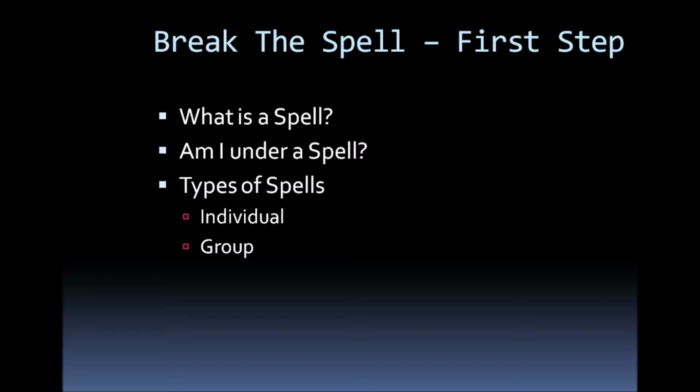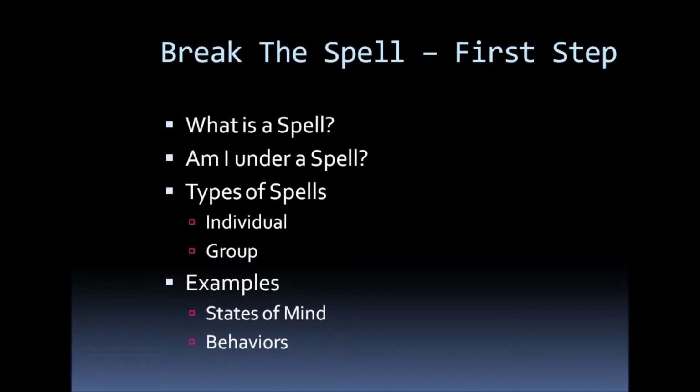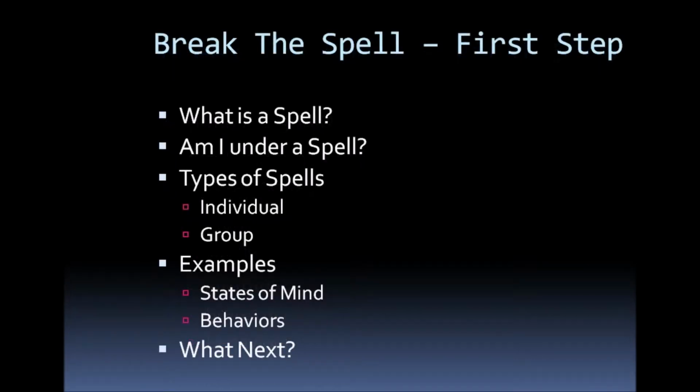The two main areas that spells affect us are our states of mind and our behaviors. The goal of a spell is to change your mind in a specific way and to elicit specific behaviors. And then finally, in this video, we'll just quickly point to what's going to be in the next two.